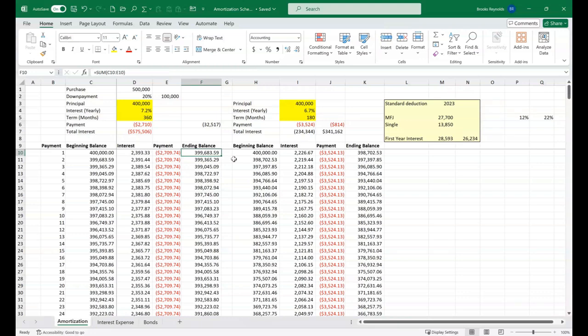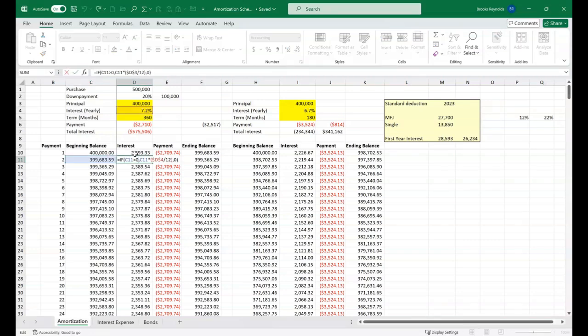Out of 2709, you're only reducing your principal balance by $361. But over time, your principal balance will go down. And since you're calculating the interest on your principal balance, the interest amount will go down. So you see here, it's almost a couple dollars less. So same thing. The ending balance at the end of last month is the beginning balance for month 2. We're going to calculate the interest again.